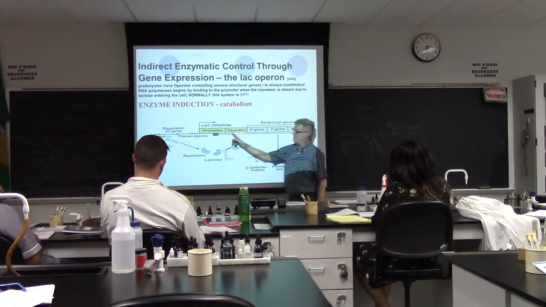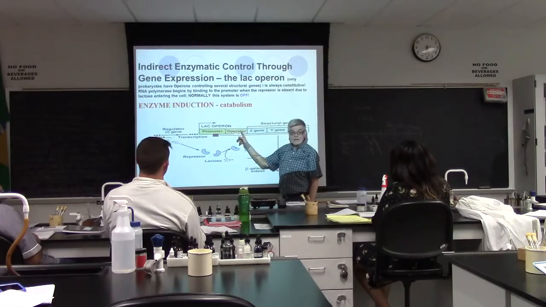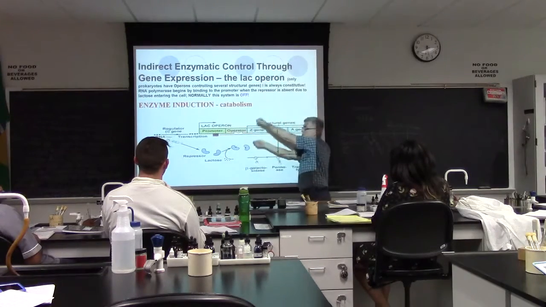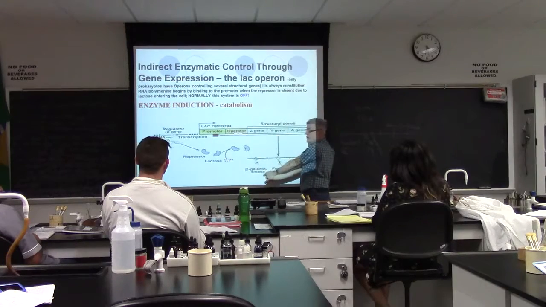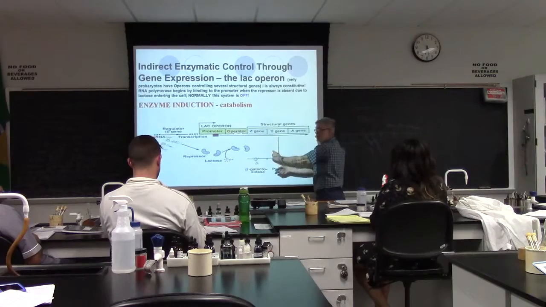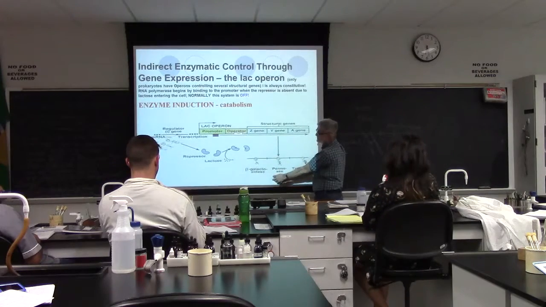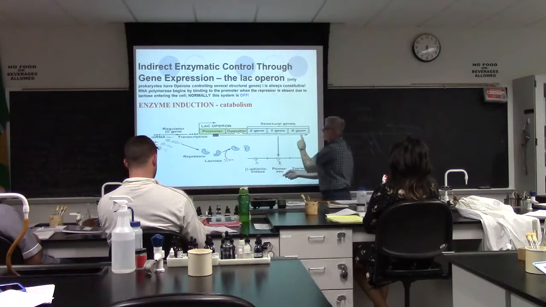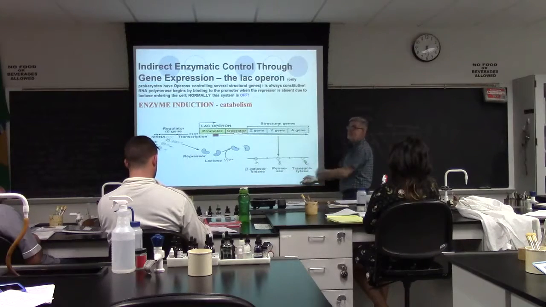When the repressor is not sticking here, the ribosome comes, hooks on, and it translates the Z structural gene and makes beta-galactosidase. It translates the Y gene and makes permease. And then it translates A and makes transacetylase.